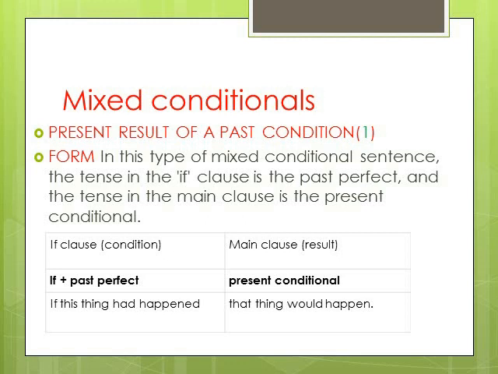If you look at the screen here, you can see the formula. The if clause condition is past perfect, and we know that past perfect is formed by had and the past participle. And the result, or the main clause, is in the present conditional. Look at the example shown below, or the way the sentence goes. If this thing had happened, that thing would happen. So let's move forward.